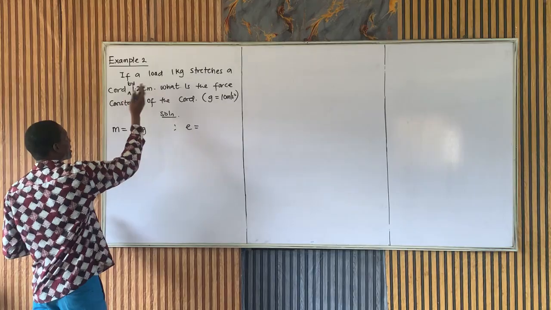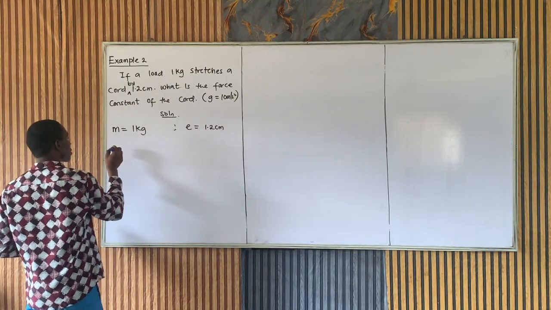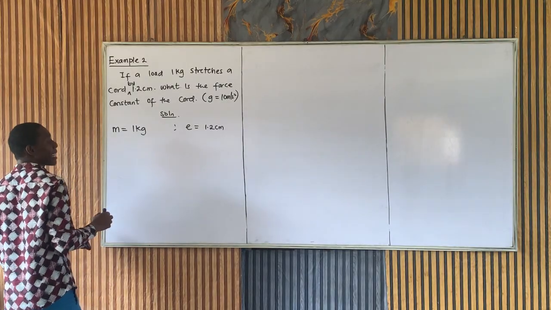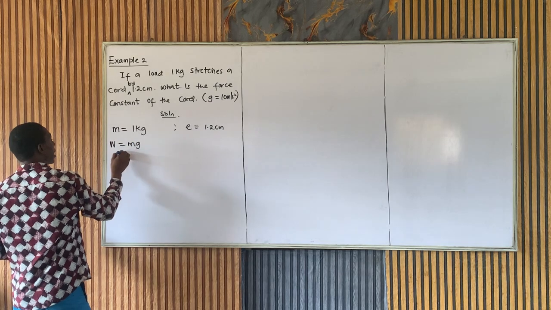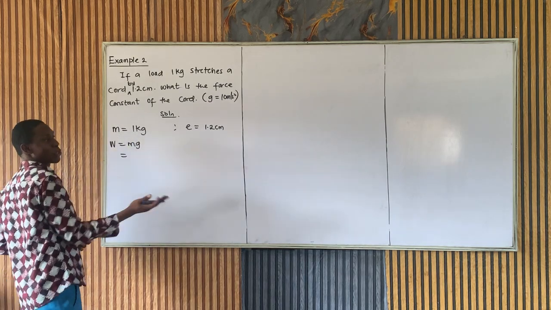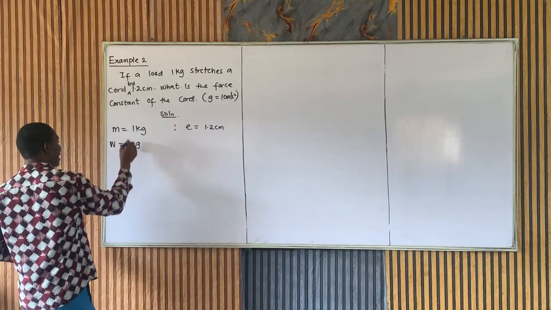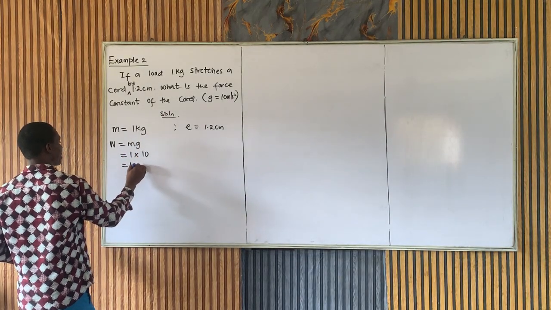The word "by" is used to denote extension, 1.2 cm. First and foremost, this is a load given to us in mass, in kg. So how do I get the weight? Weight is mg. Now I have to convert your mass to force, because weight is a type of force. And that will be 1 times g, which is given as 10. So this is 10 Newton.